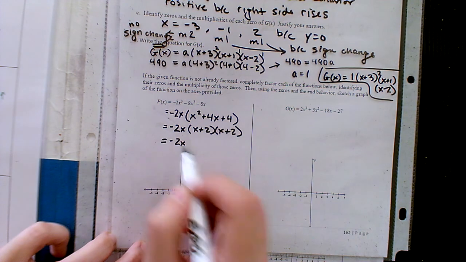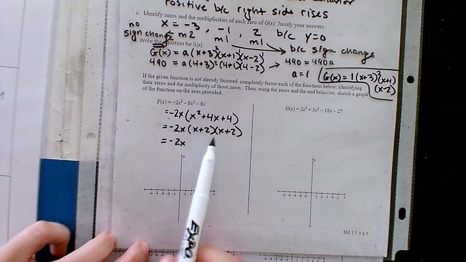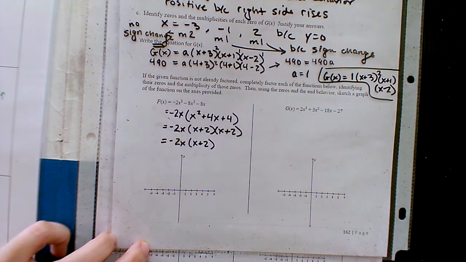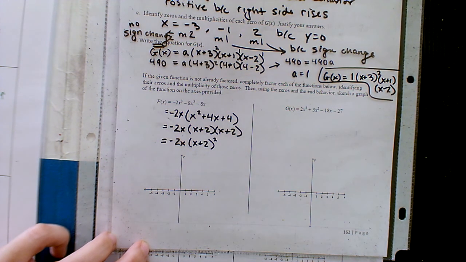Now, I highly suggest if you see the same factor written multiple times, that's cluing you into a multiplicity, multiple times, multiplicity. So we're going to go ahead and put this as a power of 2 on that factor.